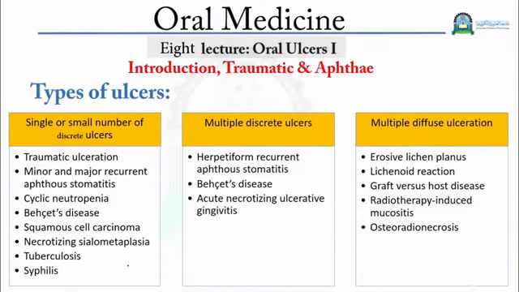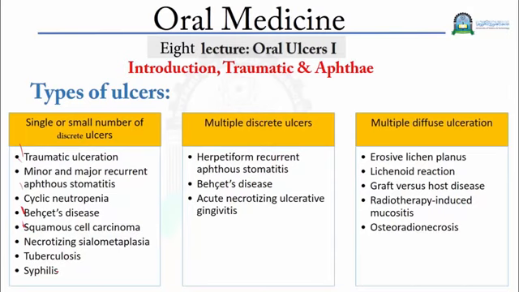Types of ulcers. These are examples of single or small ulcers. First one is the traumatic ulceration, minor and major aphthous ulcers, cyclic neutropenia related ulcers, and Behçet disease. We will talk about Behçet disease in the second lecture. Squamous cell carcinoma is also one of the single or small number of discrete ulcers. Necrotizing sialometaplasia, TB ulcer and syphilitic ulcers.